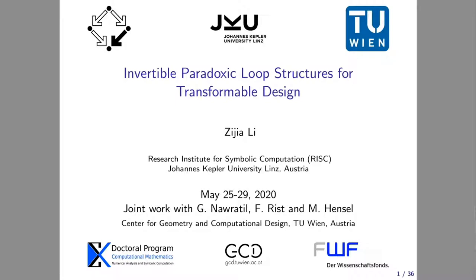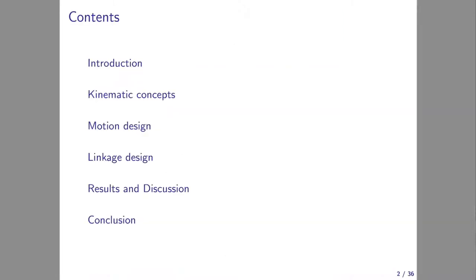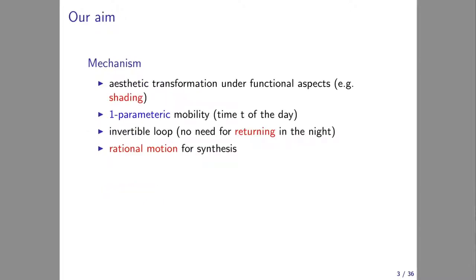Hello everyone, I'm Zijia Li, I'm from JKU Linz in Austria. This talk is about invertible paradoxical loop structures for transformable design. This is joint work with Georg Navratil, Florian Riest, and Michael Hansen from TU Wien. Here is the content of my talk, which contains six parts. First, let's see the introduction.